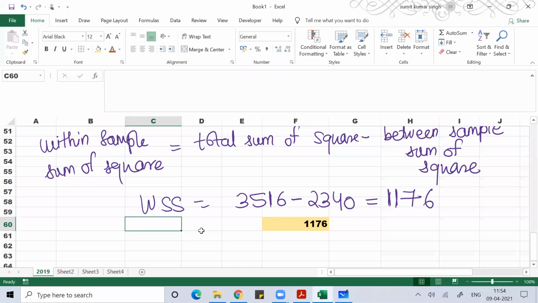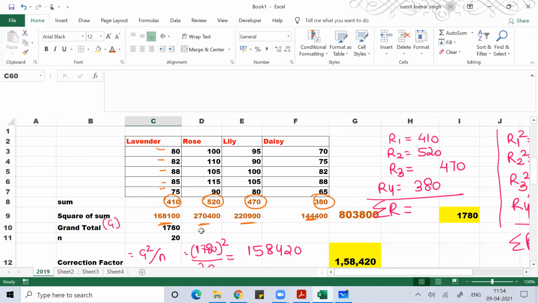So first thing, whatever table is given to us, and they will mention how you need to perform the test. Because we have to perform the test vertically, we will take the sum of each column, and then the square of each column. First we find the grand total, which is the total sum of data. The square of that value divided by the total number of data is called the correction factor.